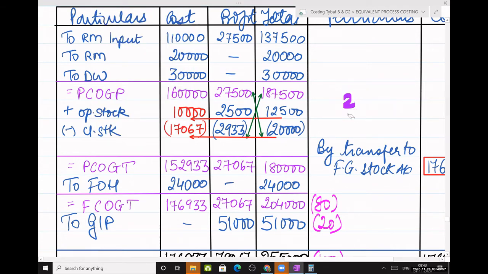So this calculation is very, very important. Is the calculation clear to everyone? Up to here, did everyone understand the calculation? Opening stock where there is profit element, so closing stock also has to have profit element. And in inter-process transfers, closing stock profit element is calculated on the basis of prime cost of goods produced. Okay, clear about this?